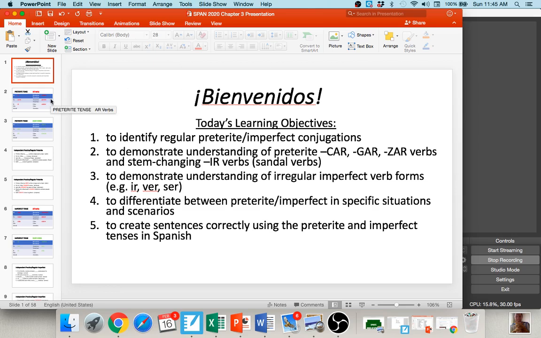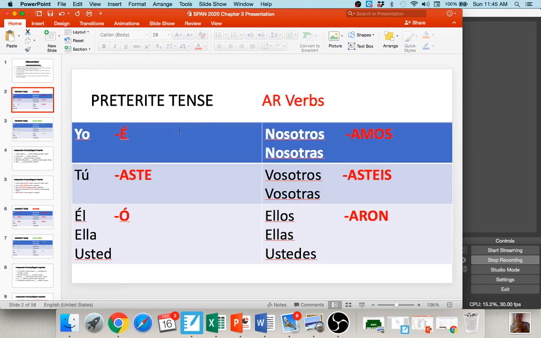So we're going to begin by talking about the regular preterite conjugations. For a preterite AR verb, like hablar, for example, you're going to chop off your AR and add back in the yo form, é with an accent. The tú form, aste. The he or she, ó. Don't forget your accent on the ó. Amos, astes, and aron. So you end up with hablé, hablaste, habló, hablamos, hablastes, and hablaron.